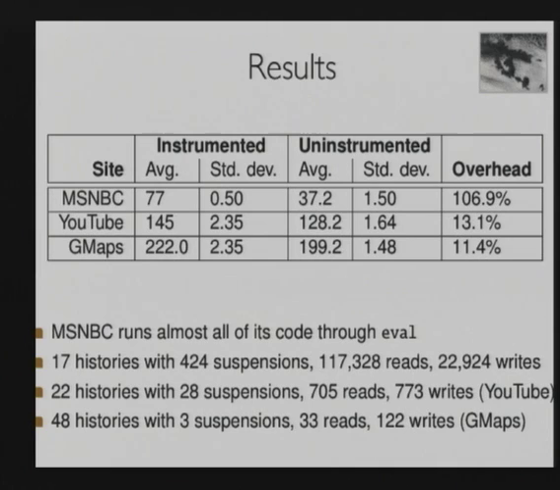Performance-wise, this is the overhead of our tool on 3 websites: MSNBC, YouTube, and Gmaps, Google Maps. MSNBC shows 100% slowdown, so we're running twice as slow. And this is somewhat of an outlier. I don't have a good answer for why. More typical costs are like the ones we see on YouTube and Gmaps, which are about 10 to 15% slowdown, which is perfectly acceptable for JavaScript.